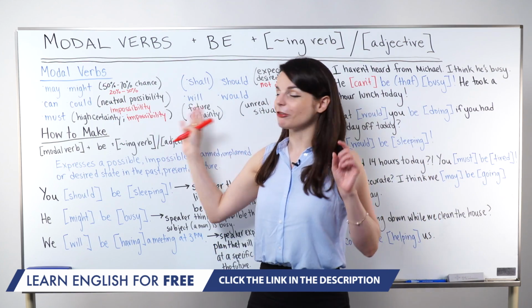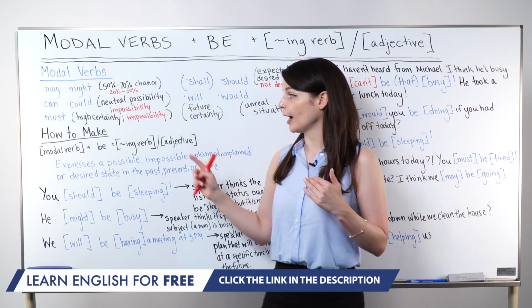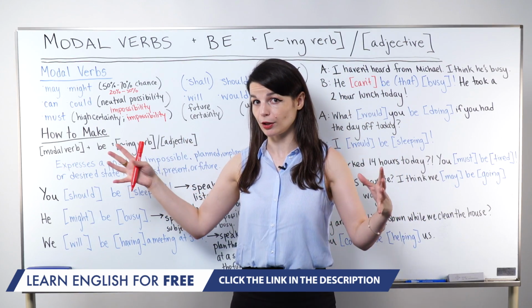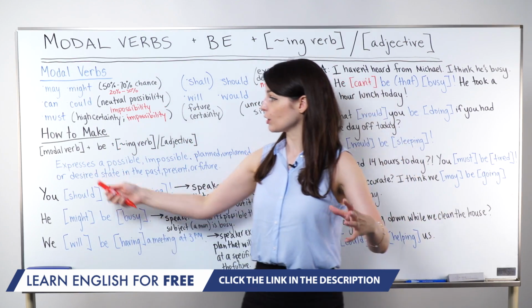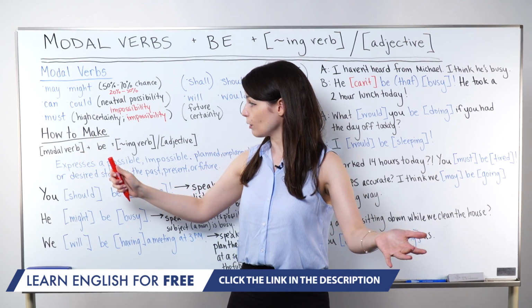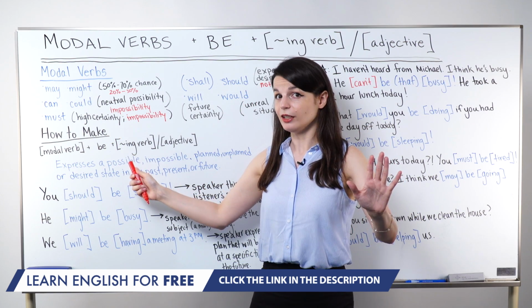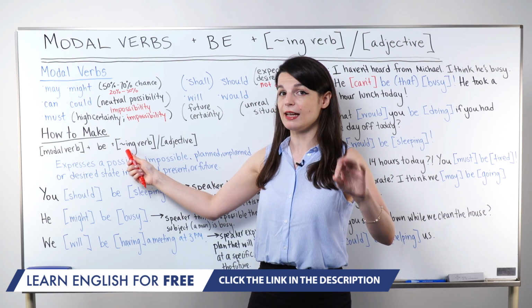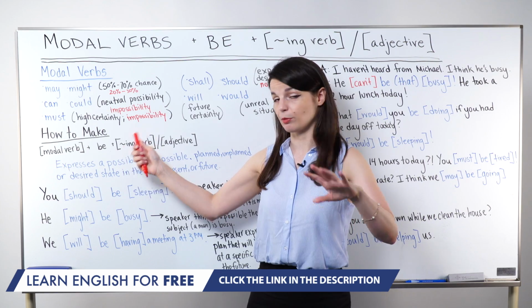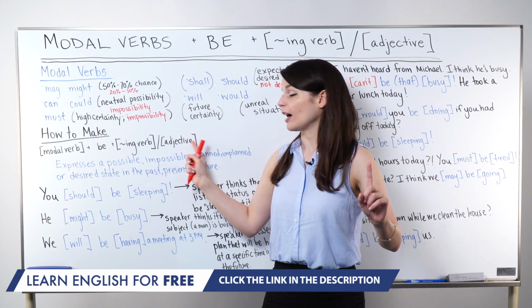Now that we have refreshed a little bit our modal verbs knowledge, I want to talk about how to make this lesson's pattern. When we make the pattern, we use a modal verb. This can be positive or negative. Then we use be. Then we use either a verb in the ing form, that's the progressive or continuous form, or we use an adjective.